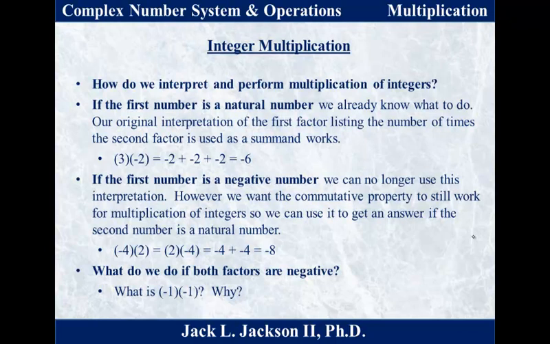Well, what if the first number is a negative? Then we're in a little bit of trouble because, for example, negative 4 times 2, you can't think of listing 2 negative 4 times and adding it together. That just doesn't make sense anymore. So we have to expand our idea of what multiplication means a little bit. But one of the things we want to be true is the commutative property. So if the second number is a natural number, we really don't have a problem. We know that negative 4 times 2 had better be the same thing as 2 times negative 4. And, oh hey, we know how to do that one. That's negative 4 plus negative 4. So that's negative 8.